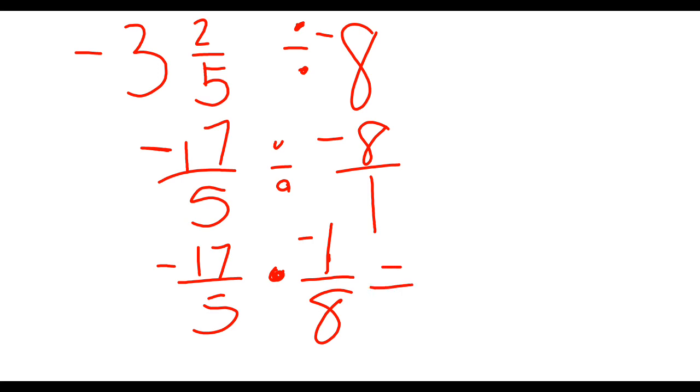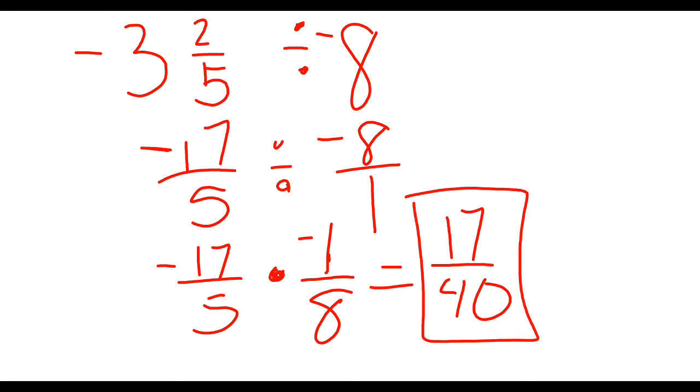So 17 times 1 is 17. 5 times 8 is going to be 40. And because they are both negative, the answer is actually positive. 17/40. 17 and 40 cannot both be divided by anything. So this is our final answer.